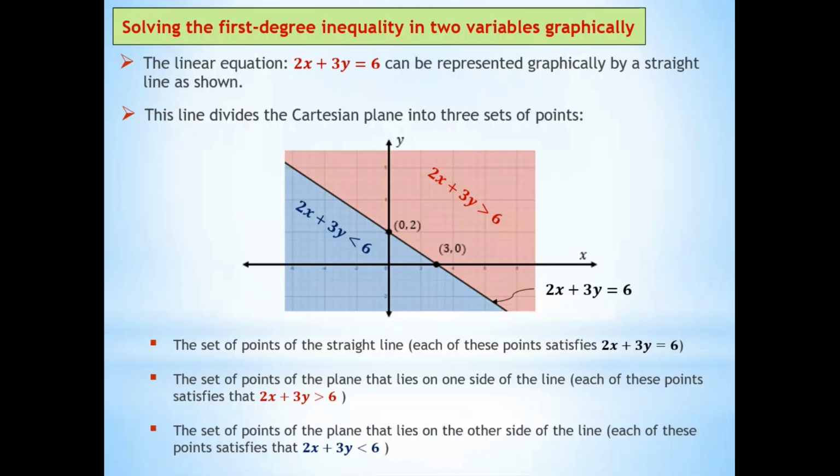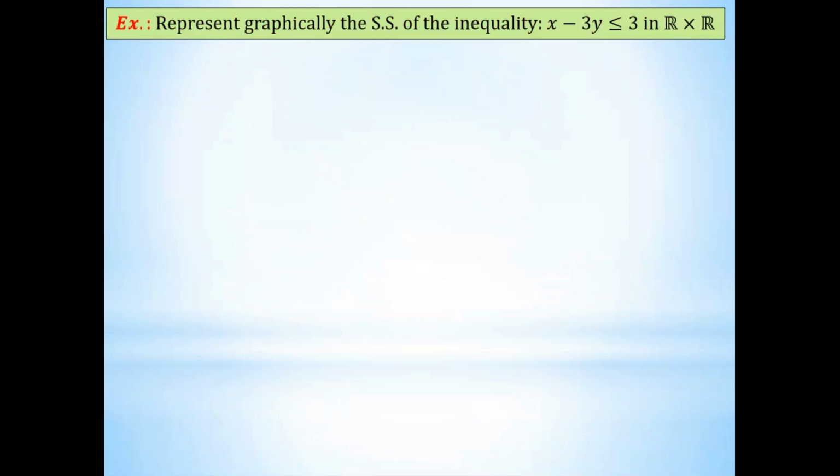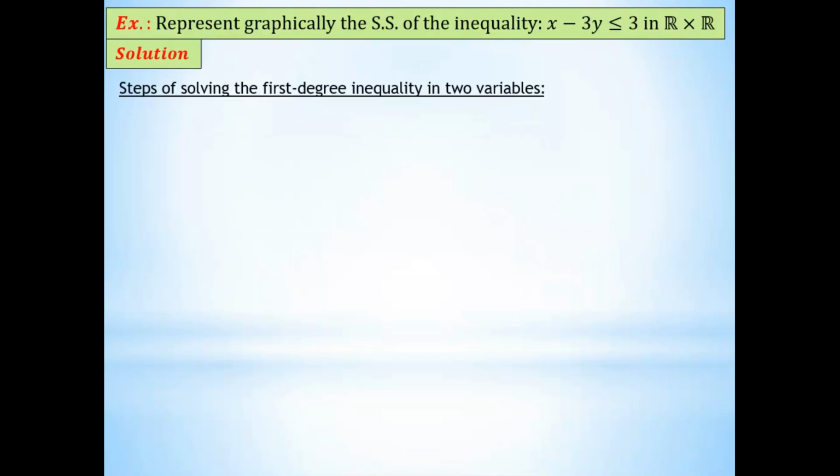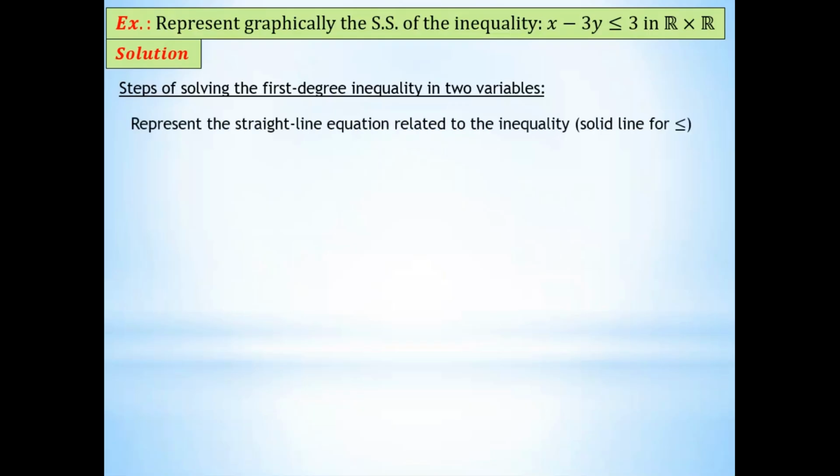Okay, let's see our examples. First example: represent graphically the solution set of the inequality x minus 3y less than or equal 3 in R times R. R times R means in the Cartesian plane. What are the steps of solving a first degree inequality in two variables? First step, represent the straight line equation related to the inequality. Means write or plot the line whose equation is x minus 3y equal 3.